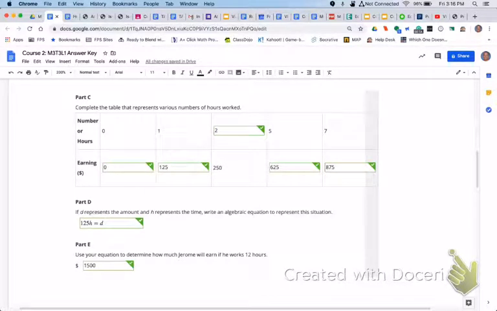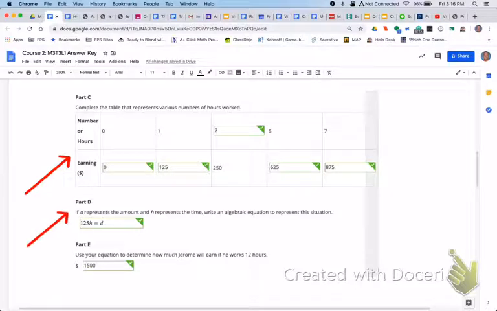For part C, this is what your table should have looked like. We were taking $125 and multiplying it by the number of hours in order to determine how much Jerome earned for photography.